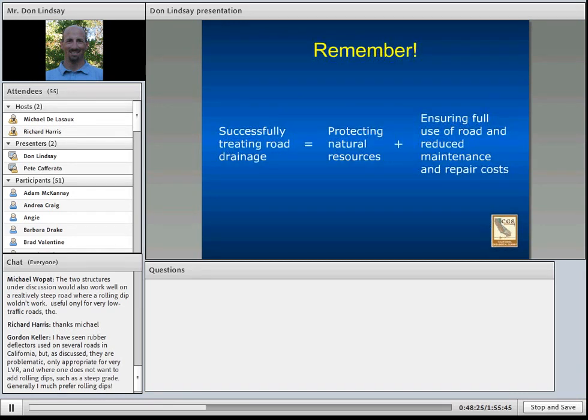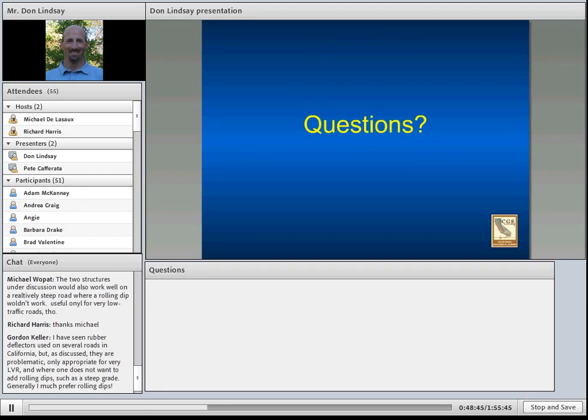In conclusion, I'll stress again that road drainage is the most important aspect to consider in road design, construction, and maintenance. And if drainage is successfully treated, it protects the natural resources and ensures full use of the road with reduced maintenance and repair costs. With that, I can field questions.